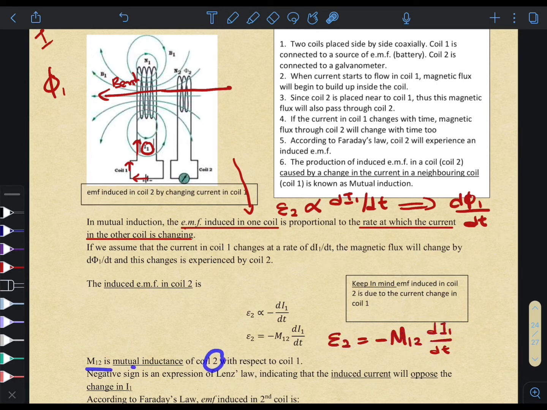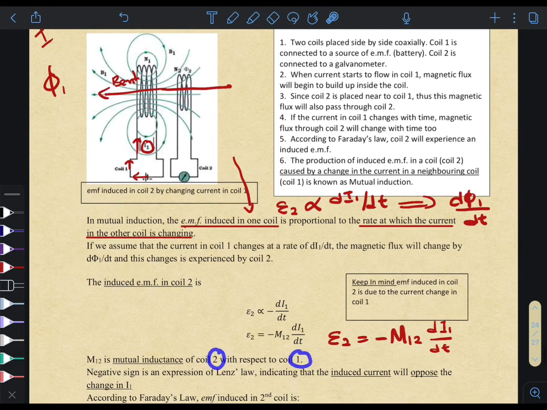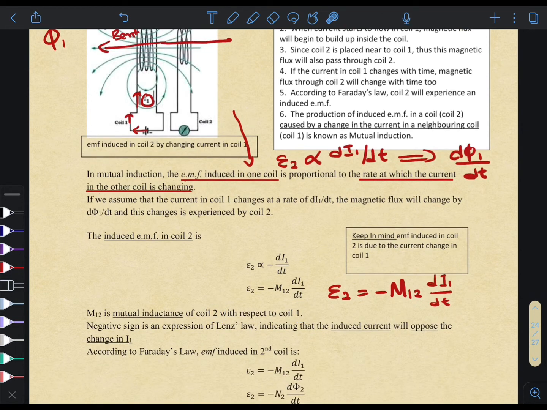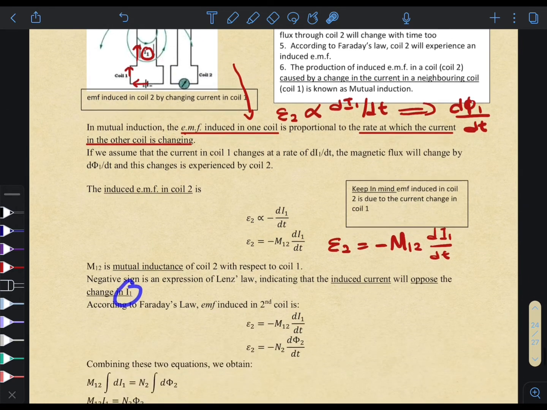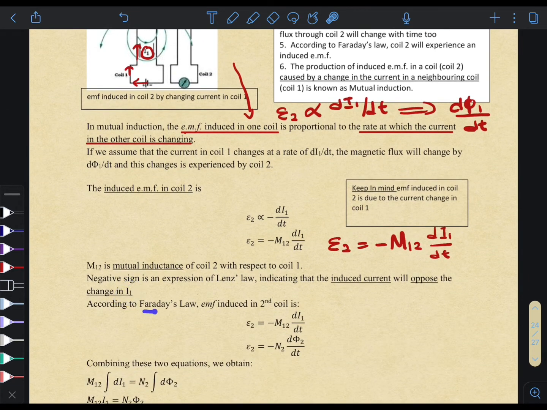So M12 is mutual inductance of coil 2 with respect to coil 1. Okay, inductance of coil 2 with respect to coil 1. Negative sign is an expression of the Lenz's law. Okay, negative ini adalah Lenz's law, indicating that the induced current will oppose the change in current 1. So current yang kita akan induce dekat coil kedua akan cuba oppose perubahan dalam current in coil 1.